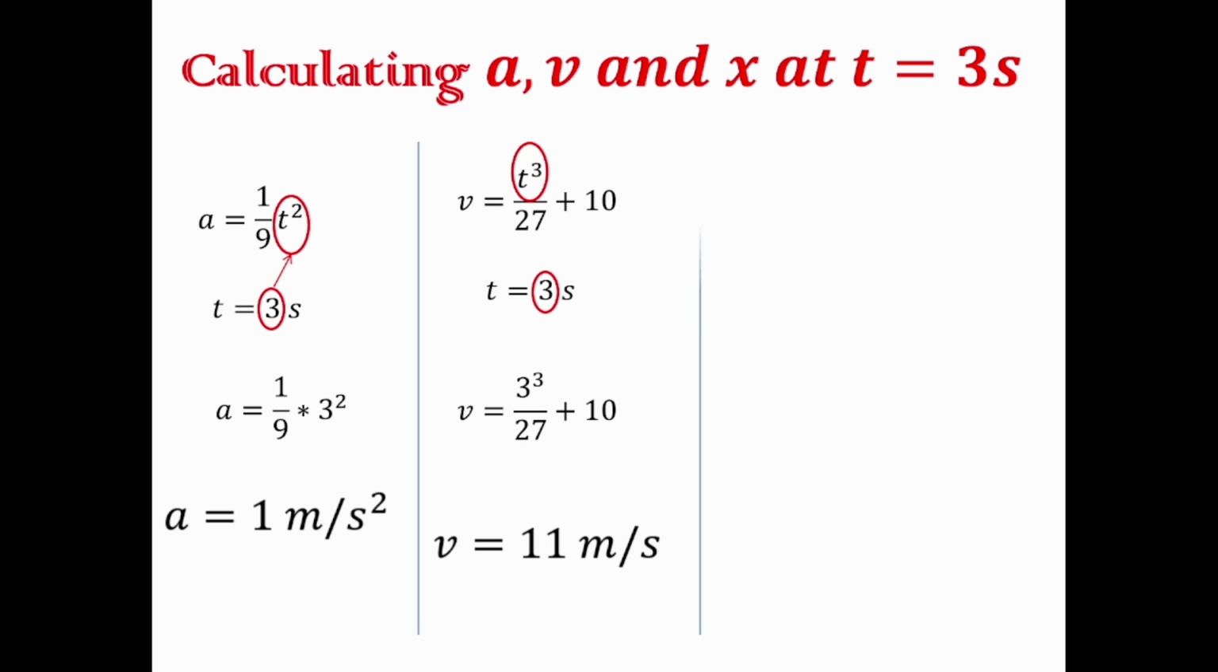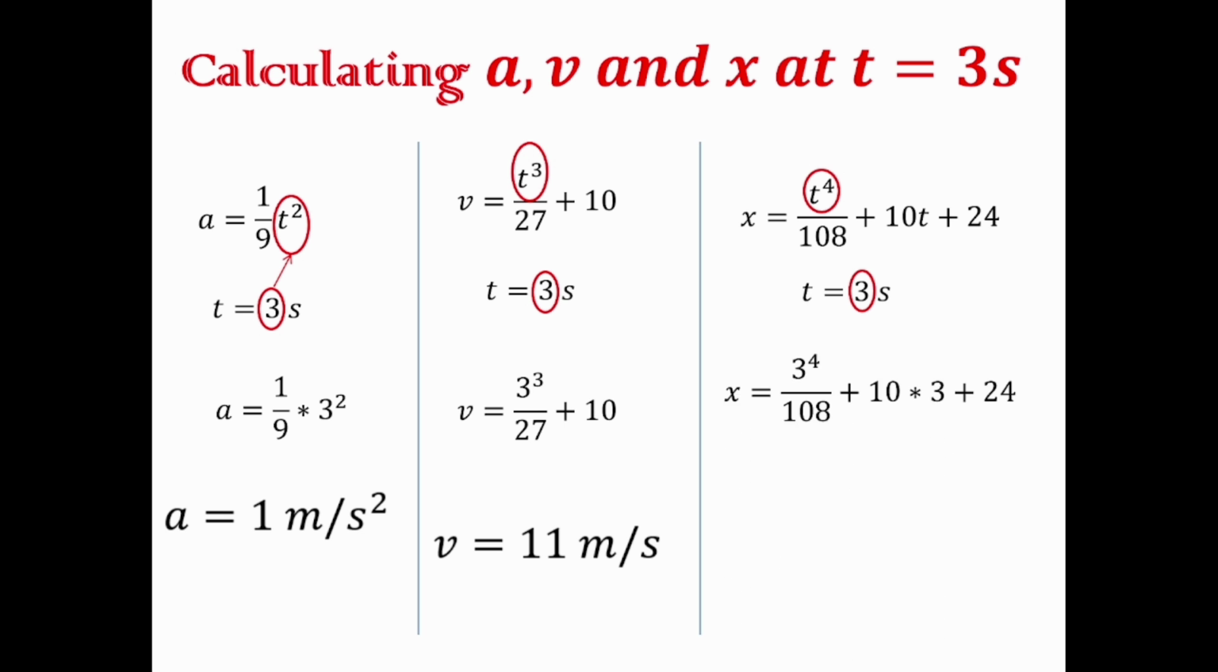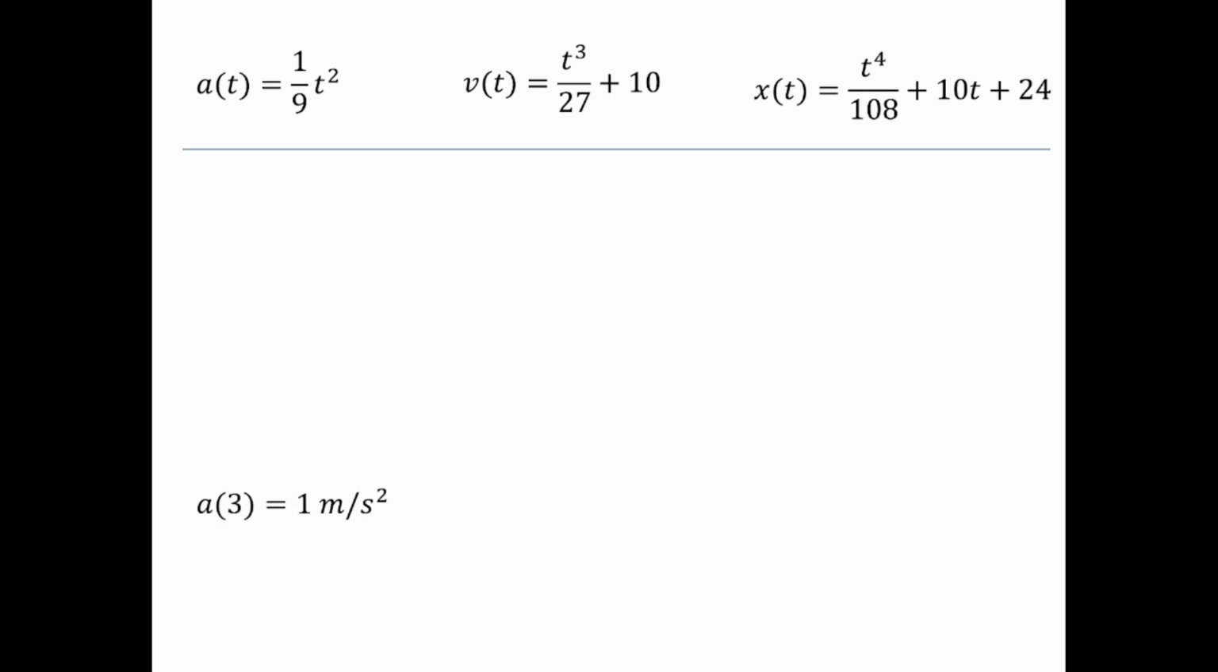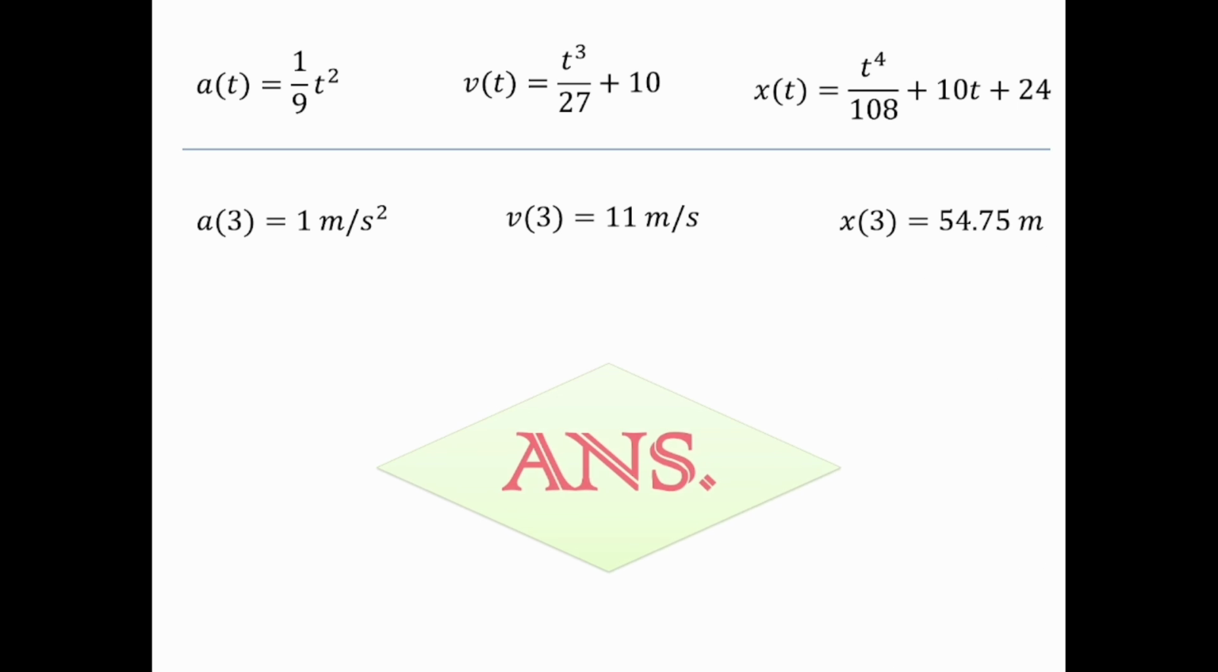And finally, we want to determine the value of our displacement when time is equal to 3 seconds. So basically, if you put the value of time into the equation for displacement, you have that displacement is equal to 54.75 meters. So we've gotten the answers for acceleration, velocity, and displacement when time is equal to 3 seconds. Now we're quickly going to see other variations that may occur.